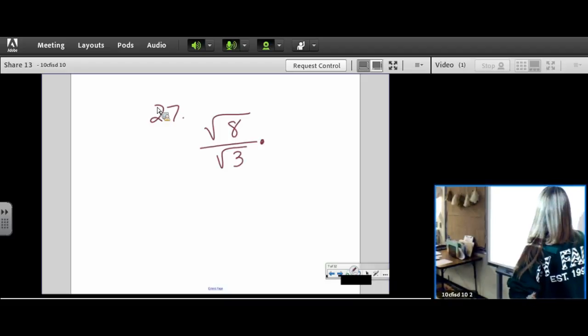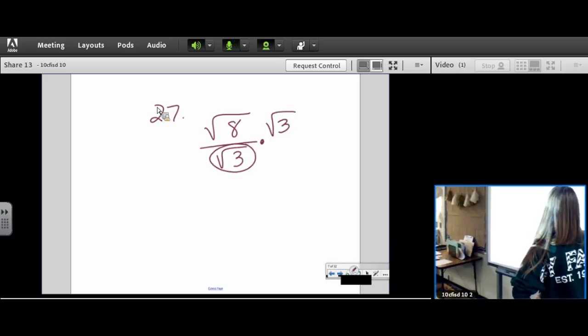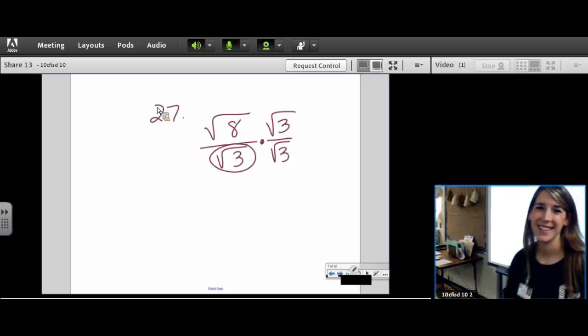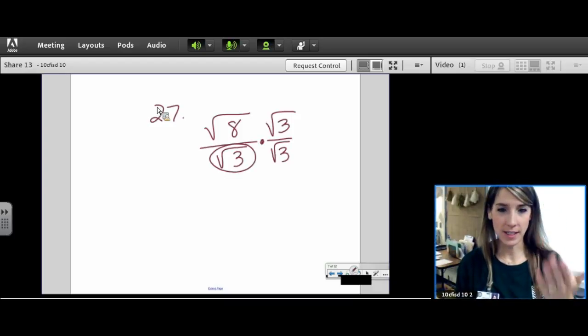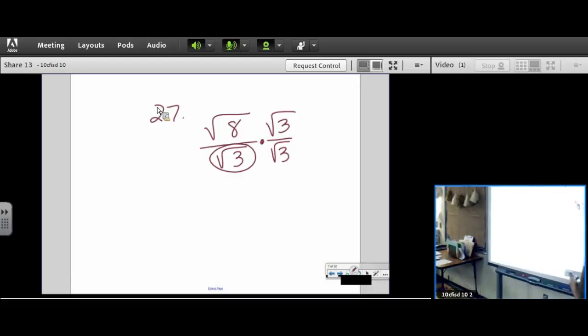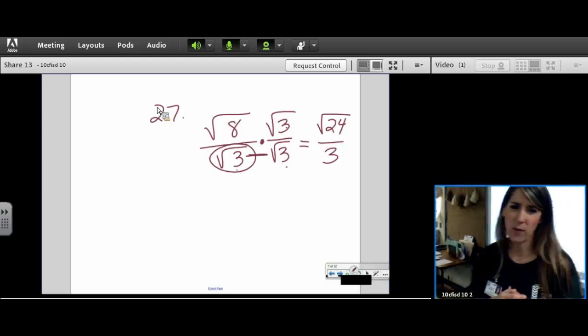When we rationalize, we look at what's in the denominator, and we write the fanciest number 1 we've ever seen. We write a number 1, except it represents the denominator over the denominator. Square root of 3 over square root of 3. We are not changing the fraction at all, we're just rearranging the numbers. So when we multiply these two, square root of 3 times square root of 3, we get 3. Square root of 8 times square root of 3, ooh, square root of 24.